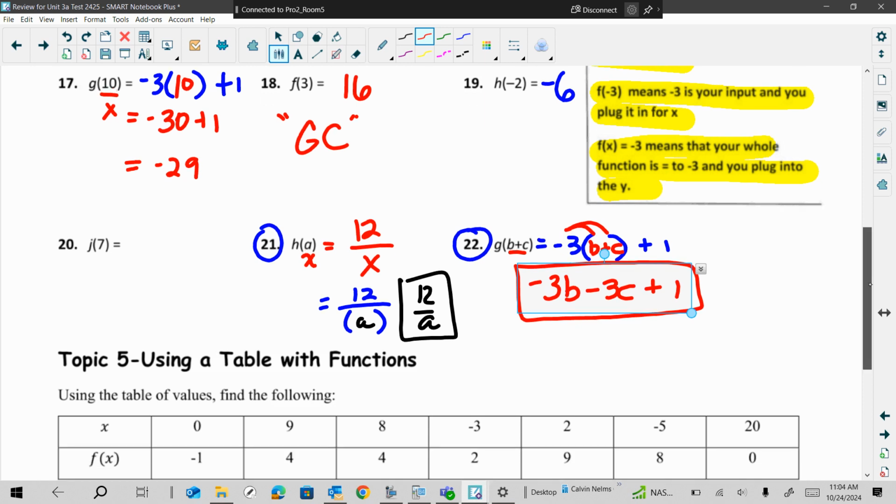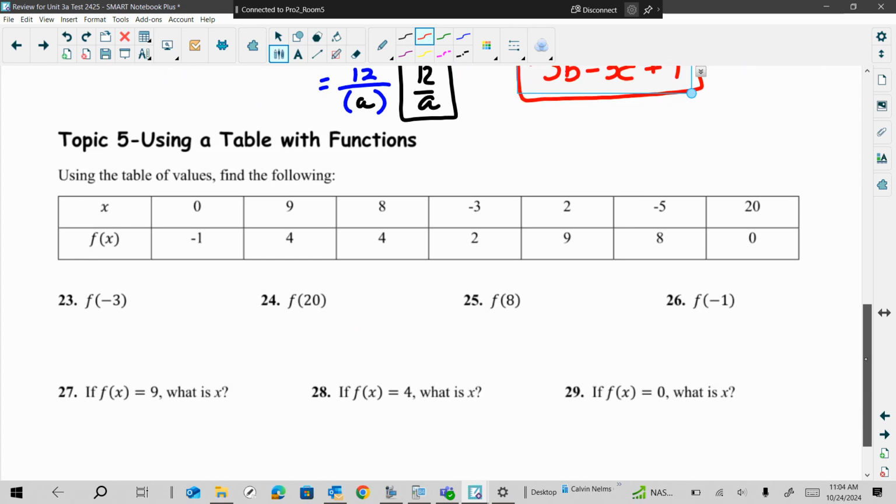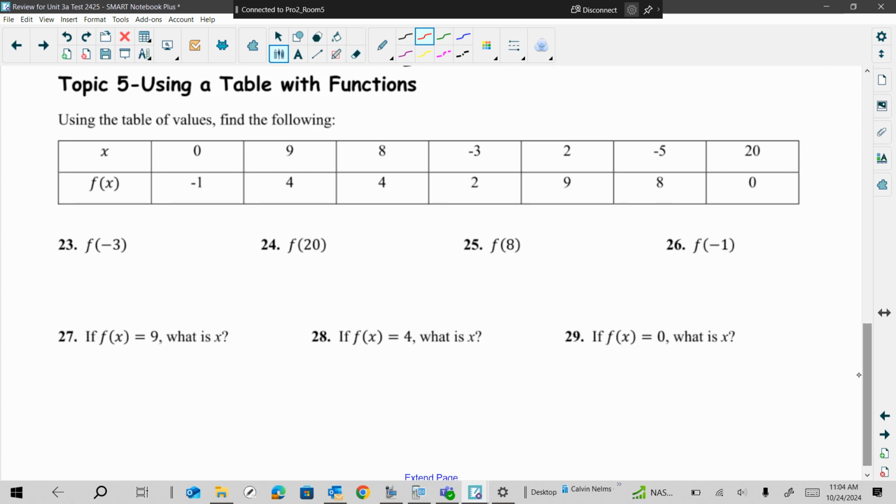The expression. All right. Now I will give you a table, and you have to give me the answers using the table. So remember, the first row is your input, your x values right here. This is your x. That represents what's inside the parentheses. So you have to look at the x column and then find your output, find your y. The f of x here is the same as y, the output. So this is your input, this is your output.